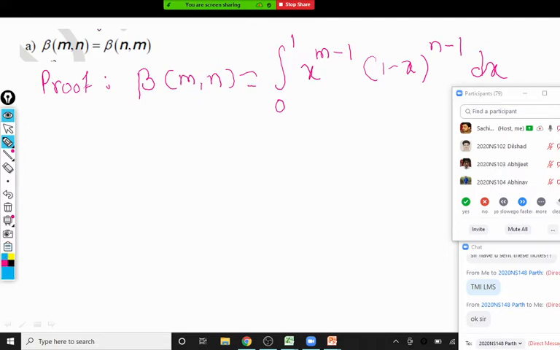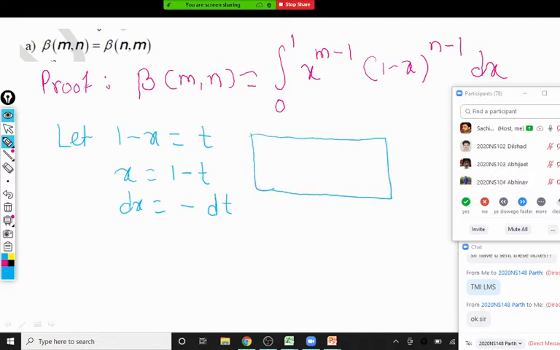So the substitution should be, let 1 minus x be t. So the value of x becomes 1 minus t. Which things do we require here? We have to replace x, so we got 1 minus t. We want dx also, so let me find dx. dx equals minus dt.